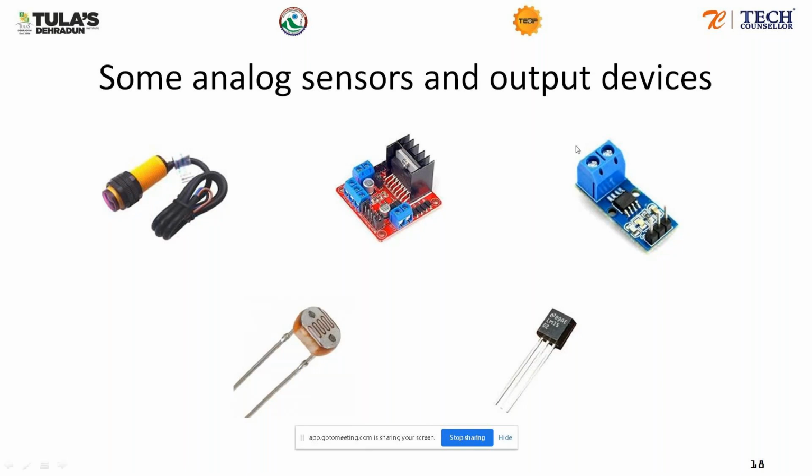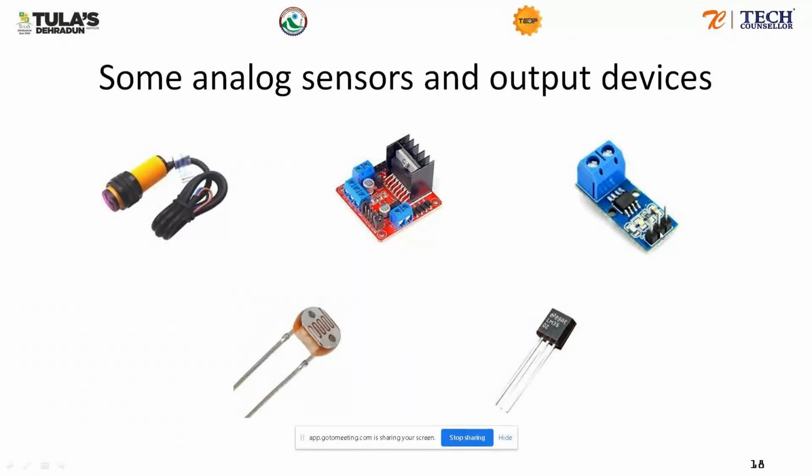Similarly, we have the sensor. This is a current sensor. Suppose you want to find out how much current is actually flowing in an electrical circuit. You just hook this up in the circuit from this side, and these 3 pins go to the microcontroller, that is the Arduino Uno in our case, and it will give you a voltage.